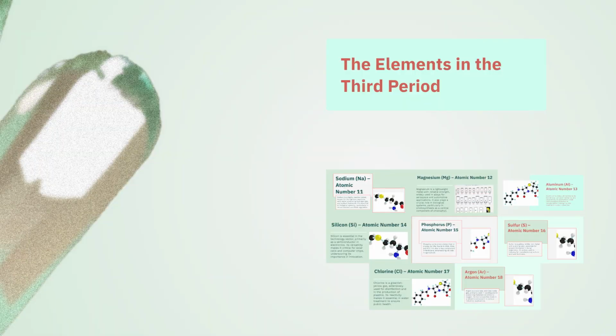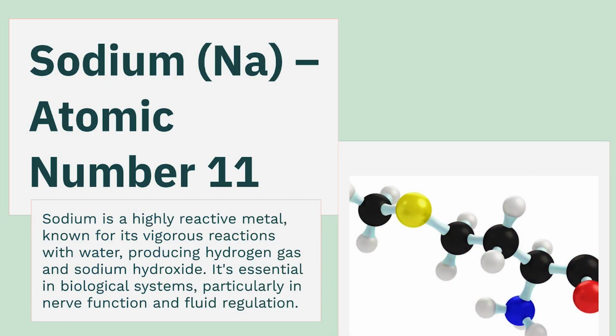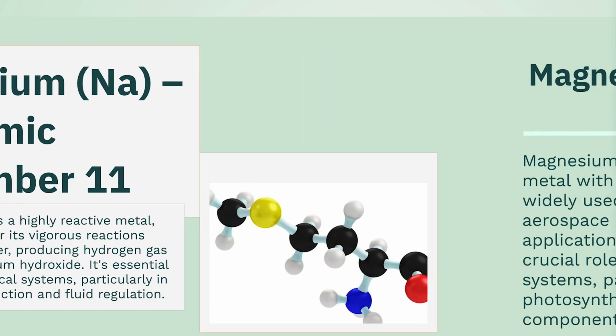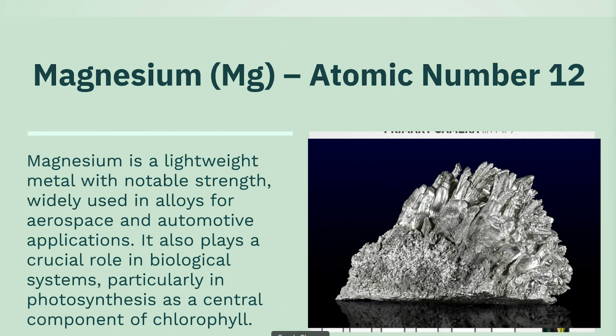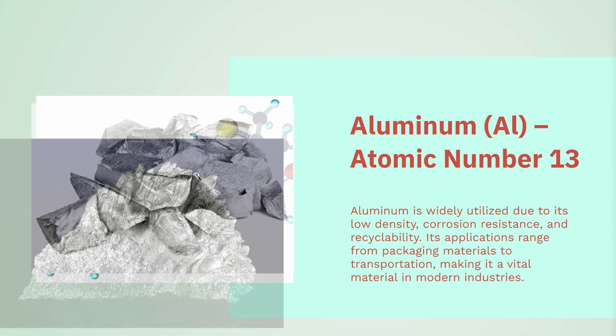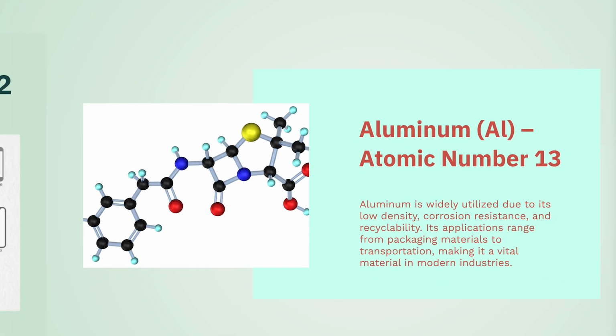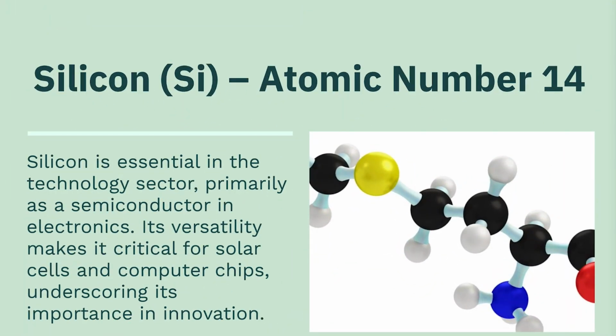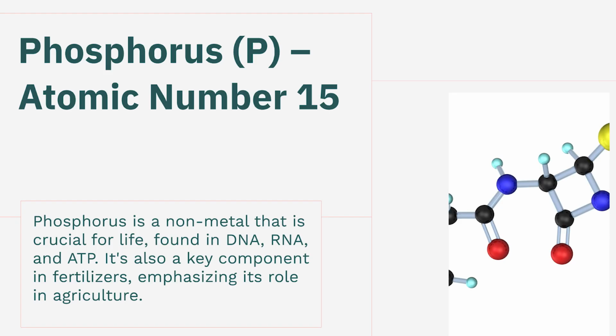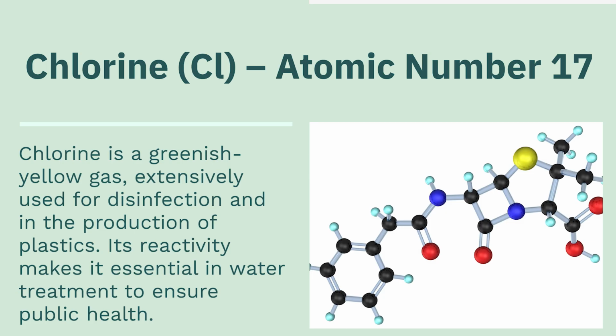Now let's take a look at the elements in the third period, from sodium to argon. We have sodium with atomic number 11. Then we have magnesium with atomic number 12, followed by aluminium with atomic number 13, followed by silicon, phosphorus, sulfur, chlorine, and argon.